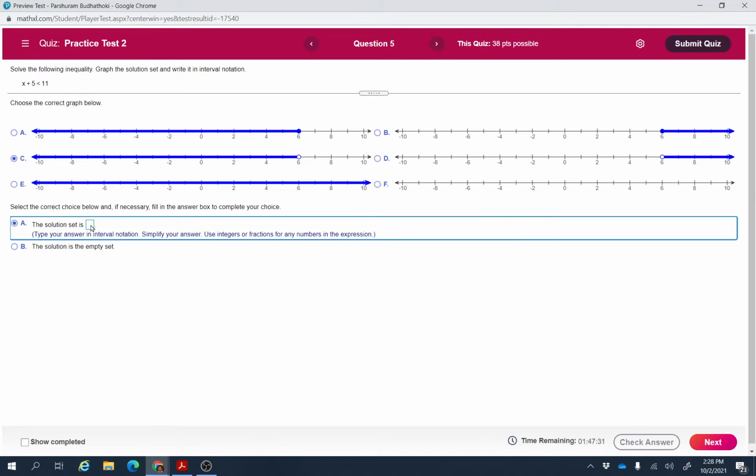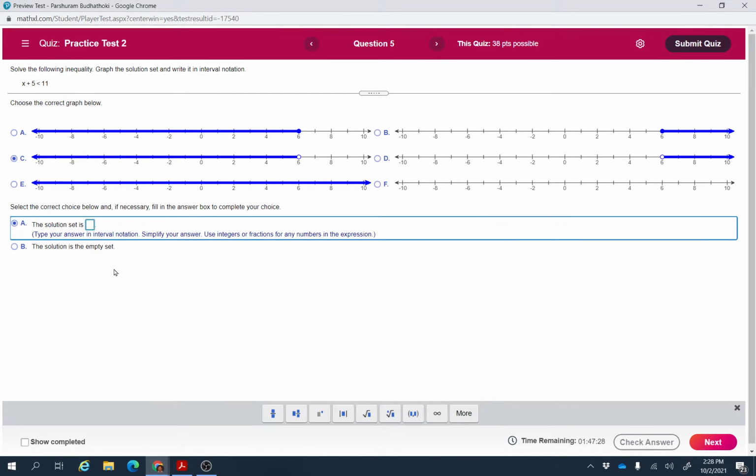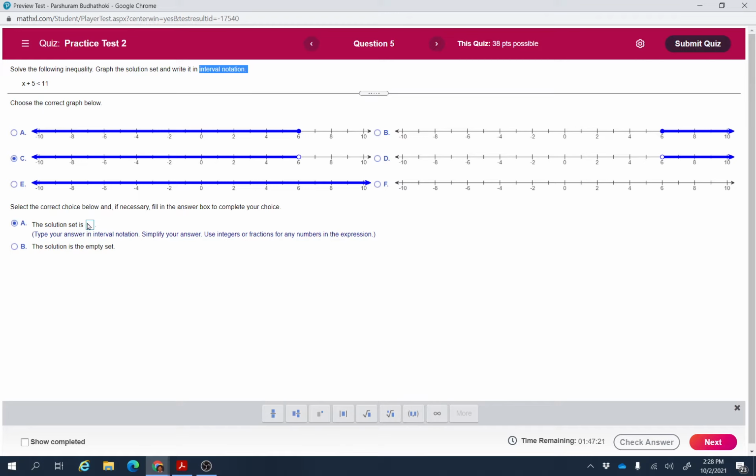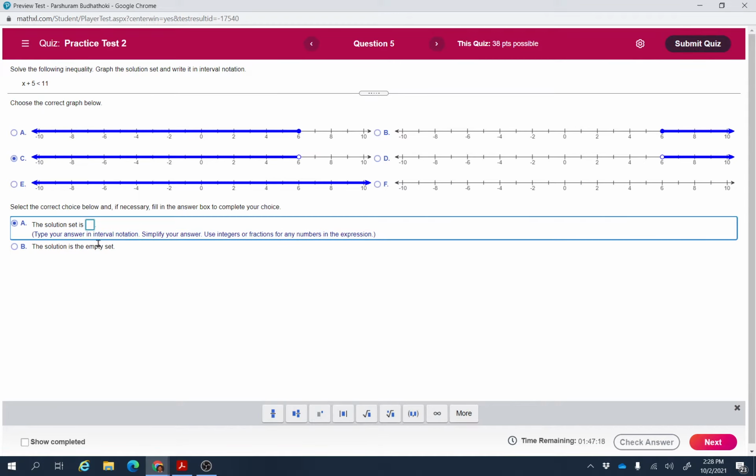Using the solution set, select the correct choice and write it down using interval notation. Interval notation, that's what we have to use. So interval notation means, if you look at the graph here, it's starting from negative infinity, going down to the extreme left side, comma, and it's going up to positive 6. Remember, positive 6 is not included, so we have to use parentheses. Okay, so that's our solution.